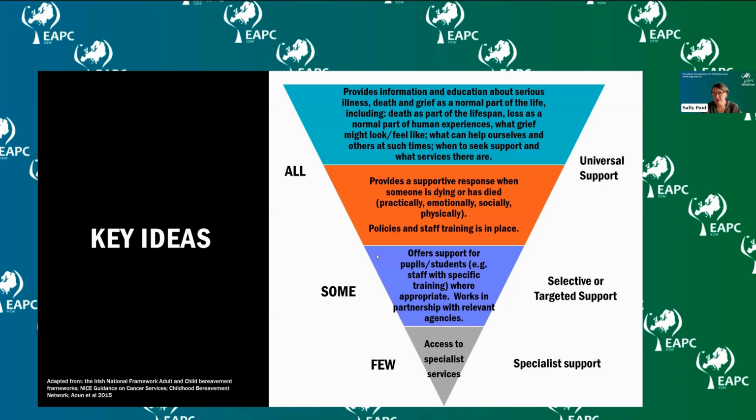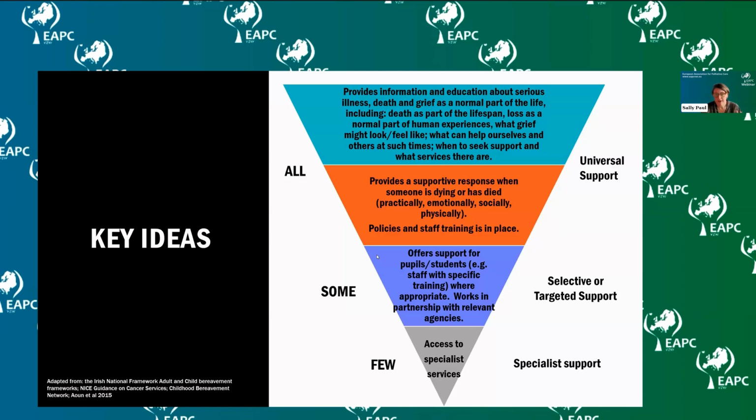We're focusing really on that universal support and ensuring that all children and young people and all staff who work in schools have information and education about serious illness, death and grief, that they know that death is a normal part of the lifespan, loss is a normal part of human experience, but they also know about grief, what it looks like, what it might feel like. And that's really important so that at times when you're grieving or a death is happening, you know what feels normal, but what doesn't feel normal, and when to get support.